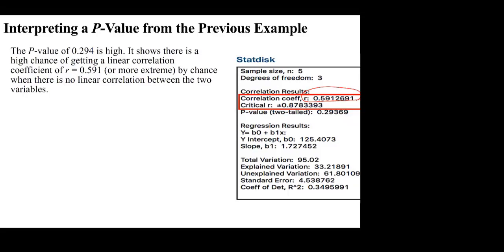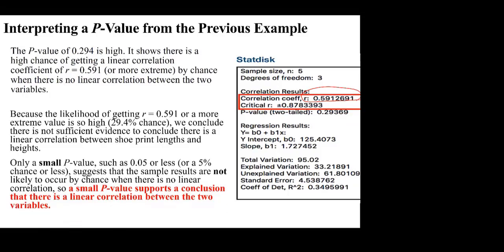By chance, when there is no linear correlation between the two. Because the likelihood of getting r equals 0.591 or more extreme values is so high, 29.4% chance, we conclude there is not sufficient evidence to conclude there is a linear correlation between shoe print lengths and heights. Only a small p-value such as 0.05 or less suggests that the sample results are not likely to occur by chance when there is no linear correlation. So a small p-value supports a conclusion that there is a linear correlation between the two variables.